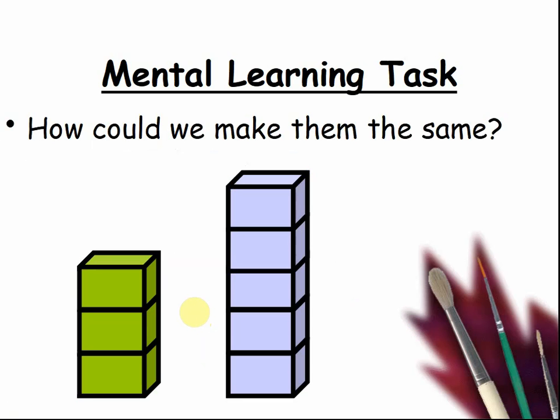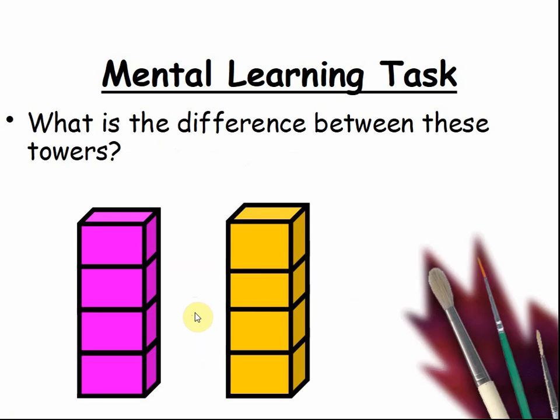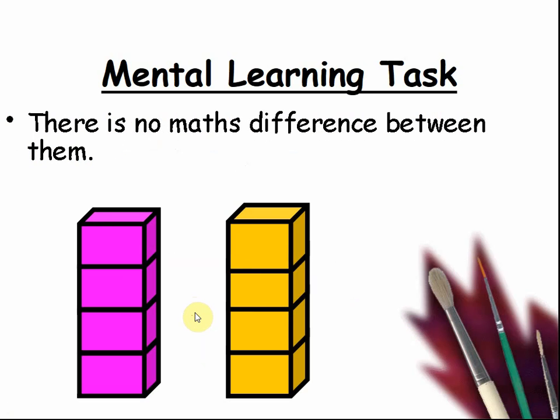How could we make them the same? What would I need to add? I would need to add 2. What is the difference between these two towers? Is there any difference? There is no maths difference between them. One is purple, one is yellow. But they are the same. They both have 4 blocks each.